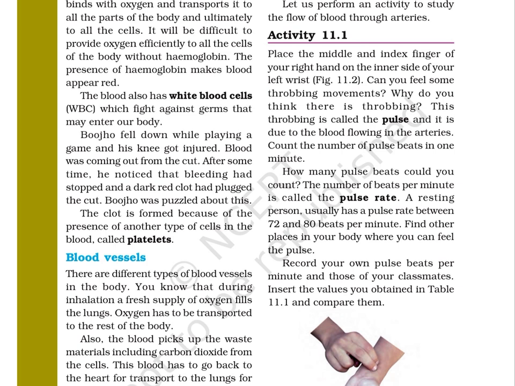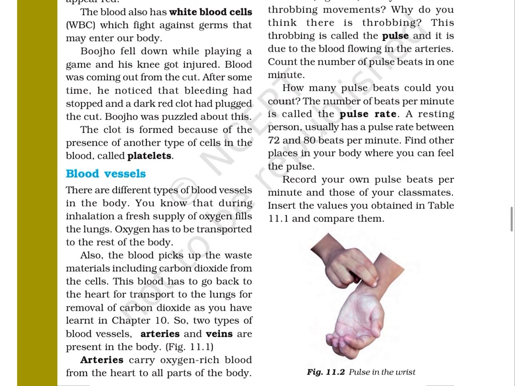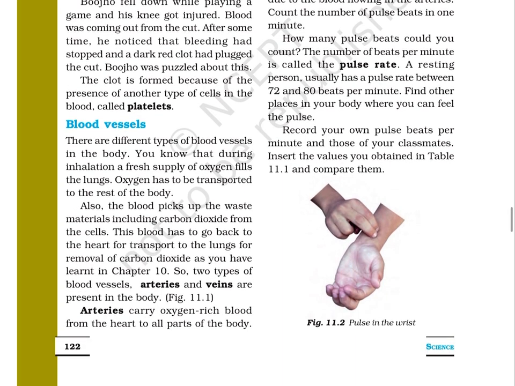Can you feel some throbbing movements? Why do you think there is throbbing? This throbbing is called the pulse, and it is due to the blood flowing in the arteries. Count the number of pulse beats in 1 minute. How many pulse beats could you count? The number of beats per minute is called the pulse rate. A resting person usually has a pulse rate between 72 and 80 beats per minute.